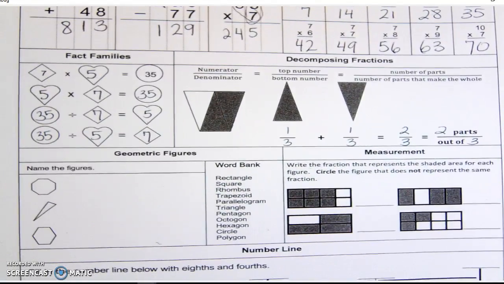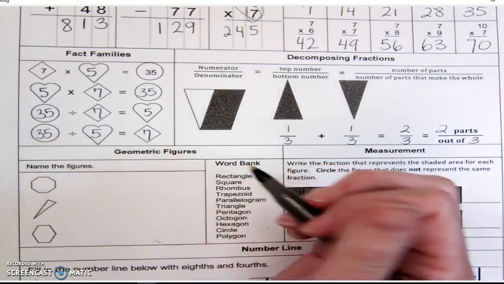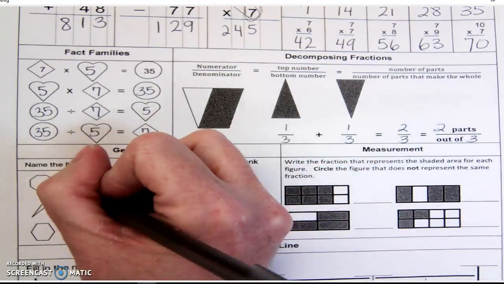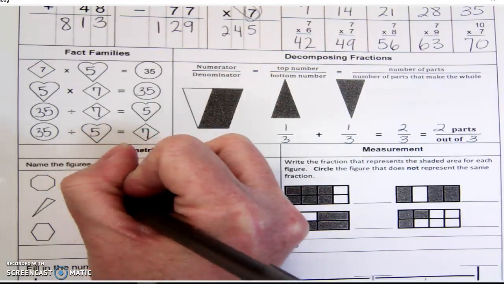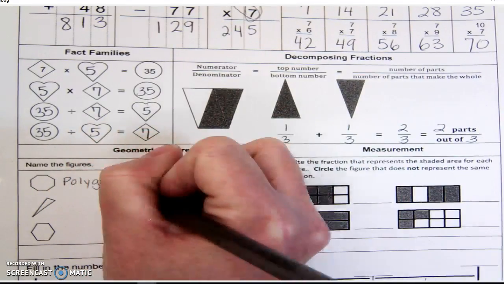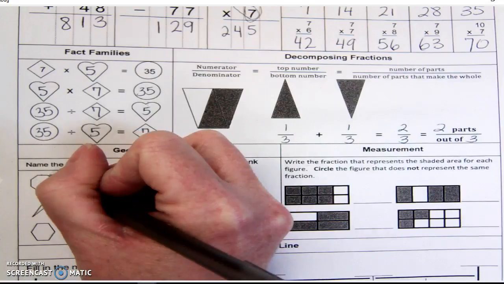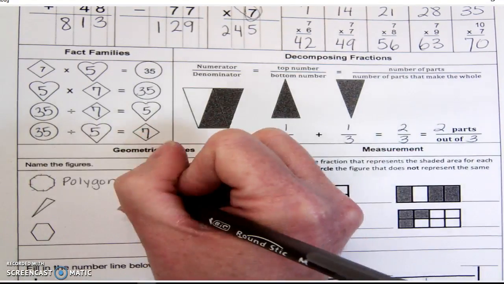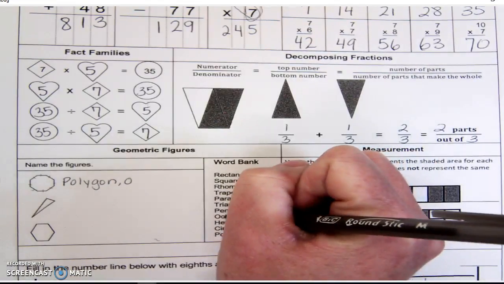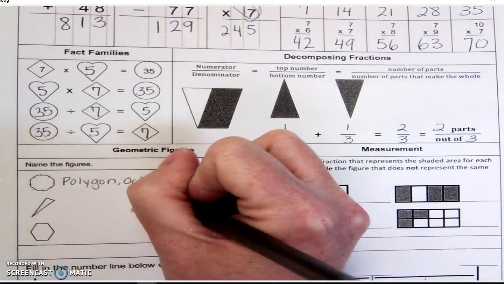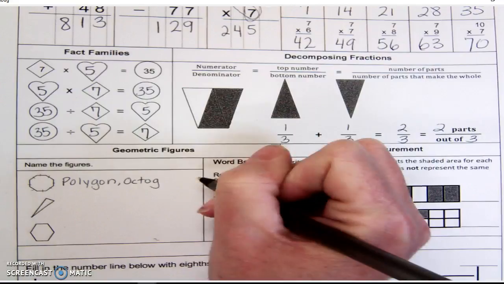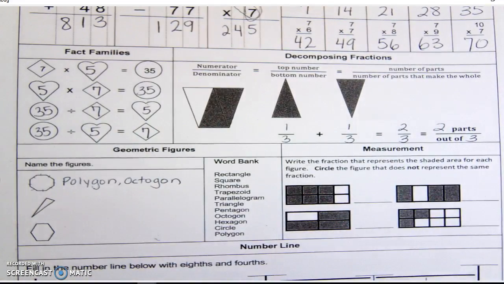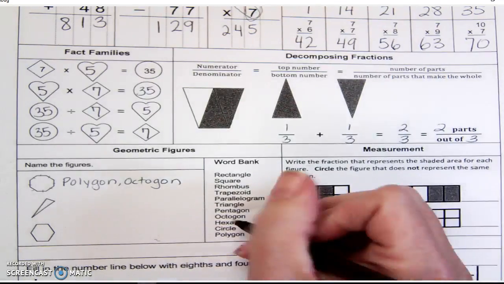In our geometric figures section, we name the figures. First of all, it is a polygon because it is closed and has straight sides. This polygon has 1, 2, 3, 4, 5, 6, 7, 8 sides, so it is an octagon. Octagon, like an octopus, has 8 arms. Octagon has 8 sides.